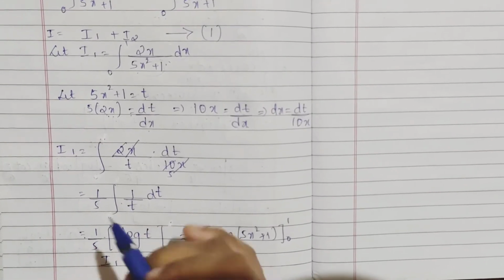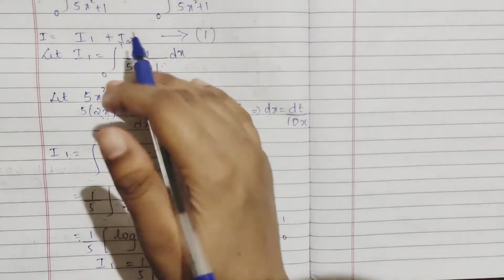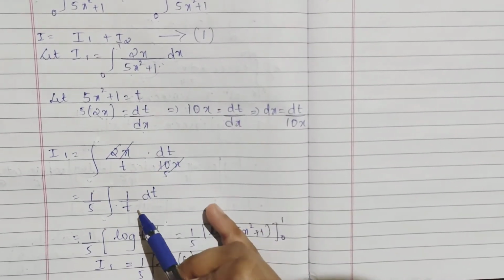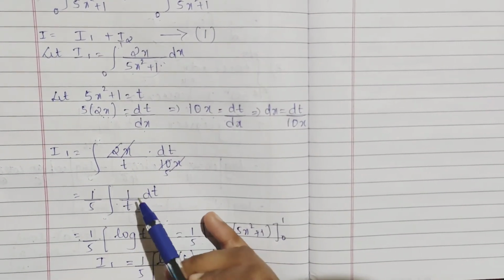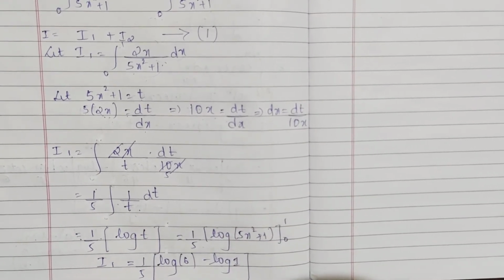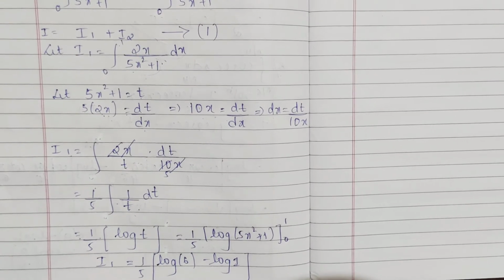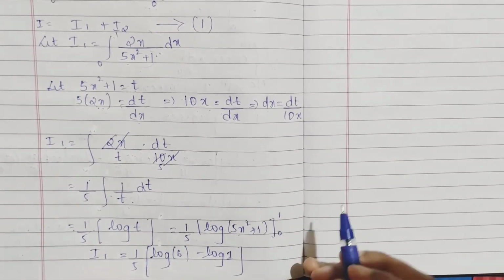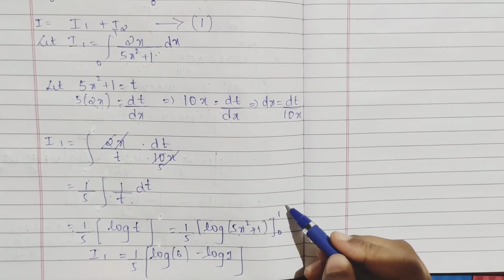Here, better not to apply the limits. Why? Because the limits are for our x function, and here we are integrating t. So just integrate first. At the end, when you replace t with x, then you apply the limits. So replacing t, it becomes 5x² + 1, with limits 0 to 1, right?